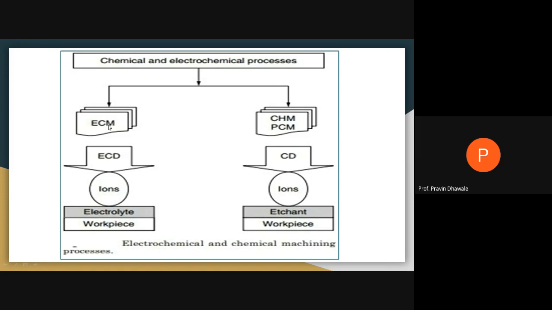In electrochemical machining, you require electrolyte solution as a working fluid. In chemical machining or photochemical machining, you require the etchant in order to carry out the chemical reaction with the material of the workpiece. That acts as the working fluid in chemical or photochemical machining. Draw the block diagram.